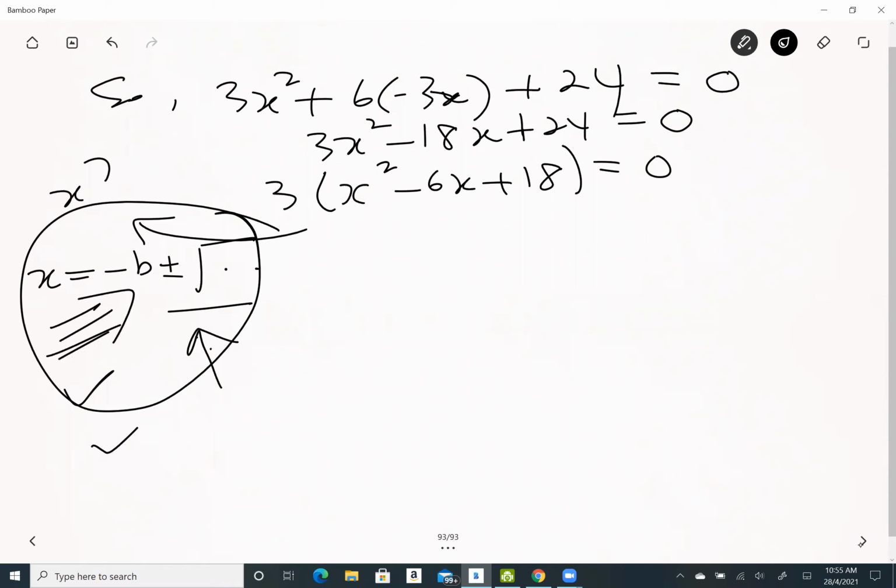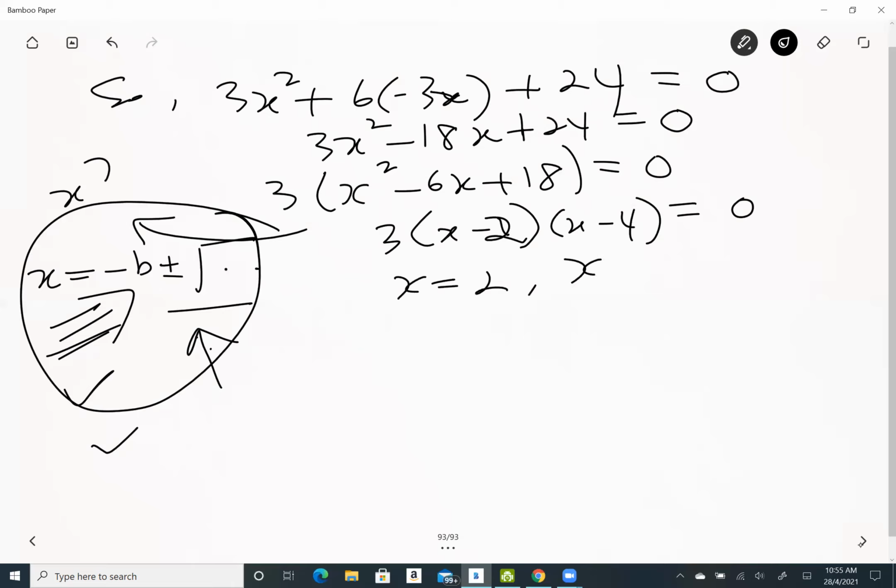So what you get will be, if you do that, 3 times x minus 2, x minus 4, that is equal to 0. So here you have x equal to 2, x equal to 4. So here you see there are two values of x. So there will be two critical points. All right, so there will be two critical points. So now what you do, you need to find y.